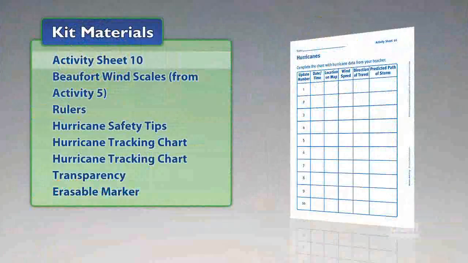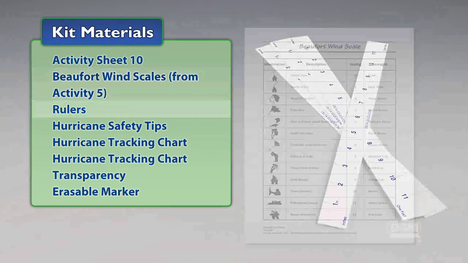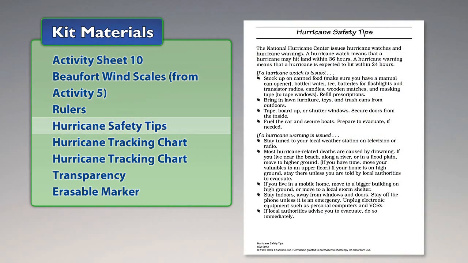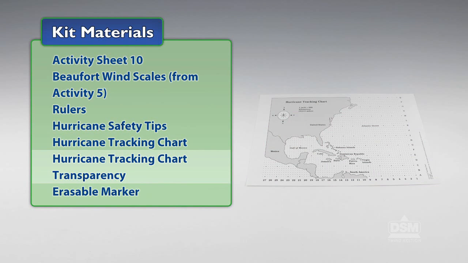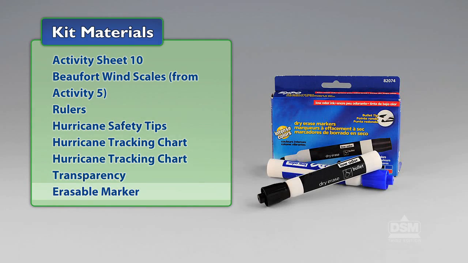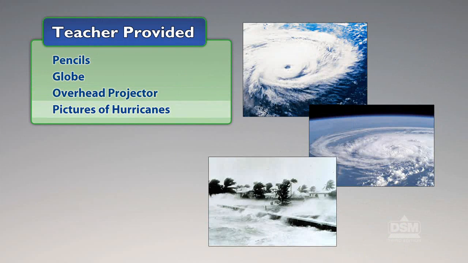You will need the following materials from the kit: Activity Sheet 10, Beaufort wind scales from Activity 5, rulers, hurricane safety tips, hurricane tracking chart transparency, and an erasable marker. You will also need to provide pencils, globe, overhead projector, and pictures of hurricanes.